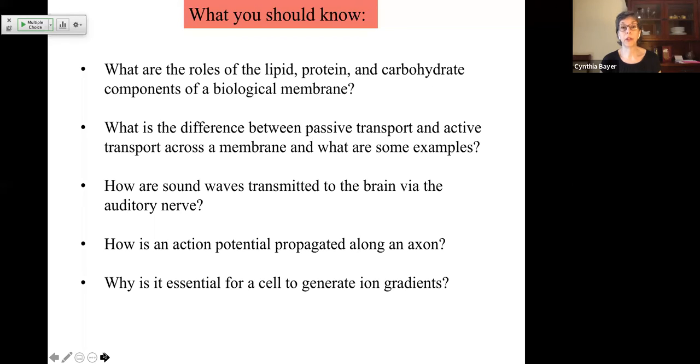Again, thinking about function, we spent a lot of time talking about how sound waves are transmitted to the auditory nerve. How does that involve ion channels? What is an action potential? How is it propagated along the axon? And why is it important that these cells generate, as we were talking about today, these ion gradients, differences in concentrations of different ions across the cell?